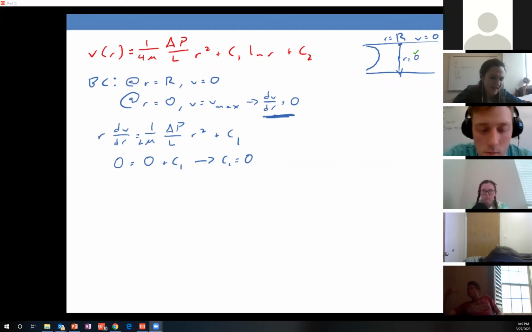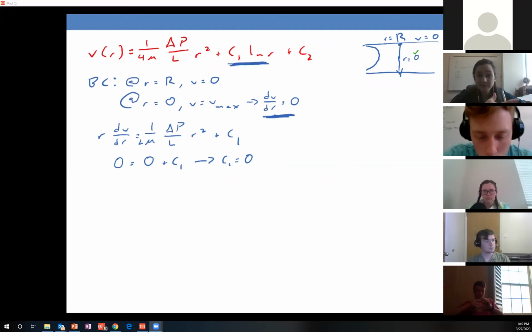And actually, this logically had to be true, because if you look at it here, C1 times the natural log of R, the natural log of 0 is impossible, and we know R can equal 0 here, so there just can't be a natural log of R in our final equation. It doesn't work. So therefore, we know C1 is 0. That's good. So now let's do the other one. Now let's do V is equal to 0.